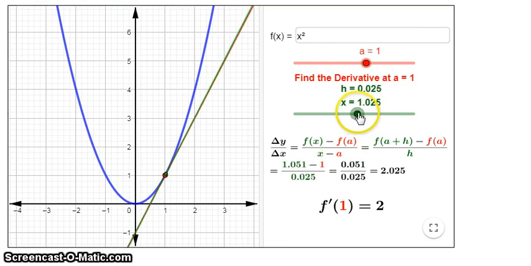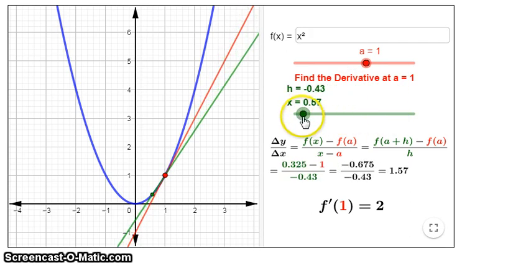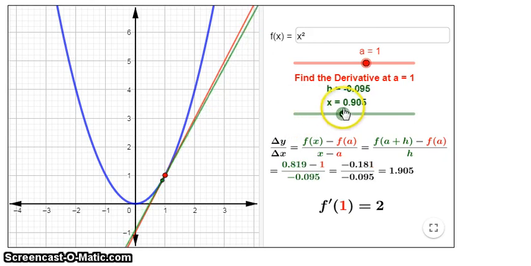If I move away a little bit, okay, if I have a equals 1 right here, and my h is 0.08, this is my delta x, remember, so then my x value, my moving value, is 1 plus the 0.08, which is 1.08. So these two things are really telling me the same story. And as I move that point back and forth, you can see the green secant line approaches the tangent line.